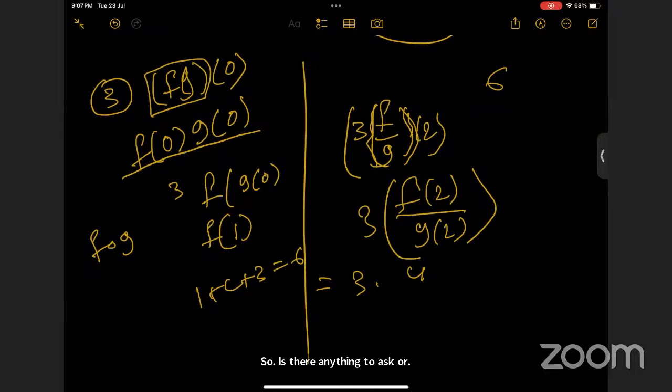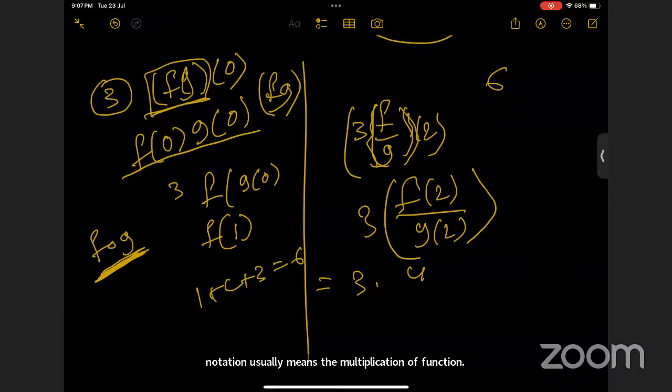Ma'am, just can you share? Ma'am, this is supposed to be f composite g. Yes, if they really mean f compose g, then they should use this notation. Otherwise, this notation usually means the multiplication of functions. In the exam, we will clearly mention whether it is multiplication or composition. So don't worry about it. Okay, ma'am.